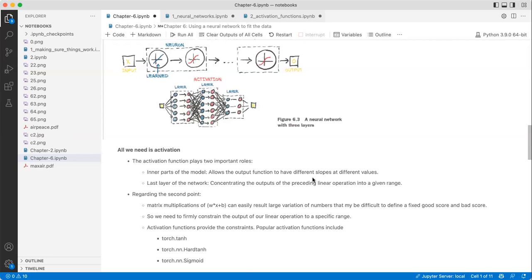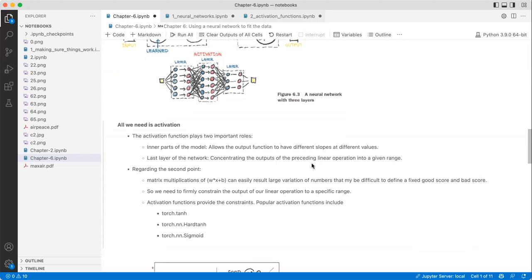So coming back to the activation function. The activation function plays two roles. Malachus has explained the two of them briefly. First, it allows the output function to have different slopes at different values. This represents the nonlinearity of the model, so it's more powerful than just a simple linear function, as we have seen. And the second one is the concentration of the output of the preceding layer into a given range.